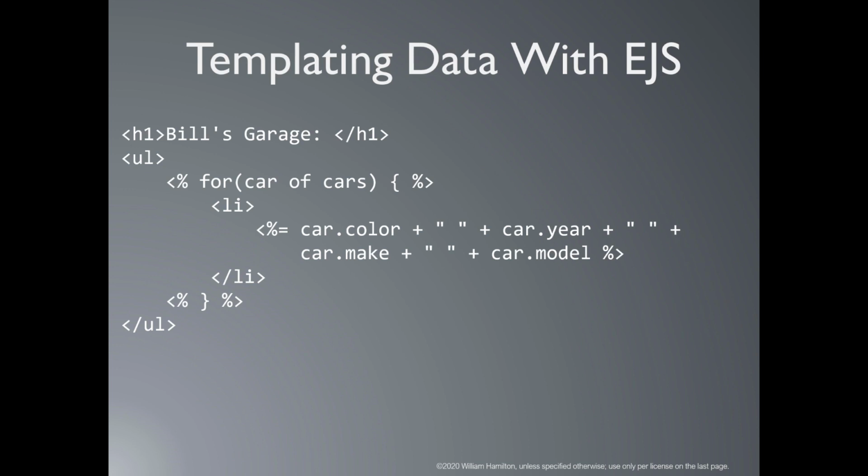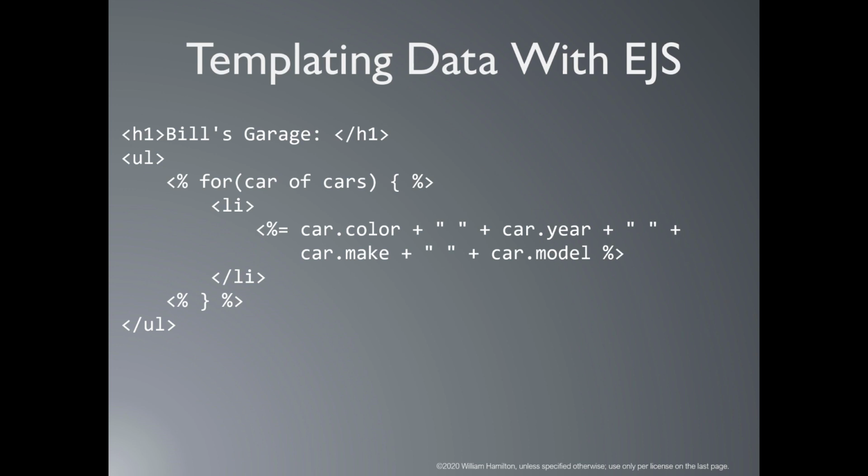There's a little bit of a semantic difference between the types of tags that I use here. In this case, with the percentage equals, it takes the output of the statement and puts it in as text into my file. Whereas if I just do percentages, this is just executing code. It doesn't actually output anything. So ultimately, this outputs HTML. If you wanted to, you could put a class or an ID on these elements, and you could just style them with CSS.